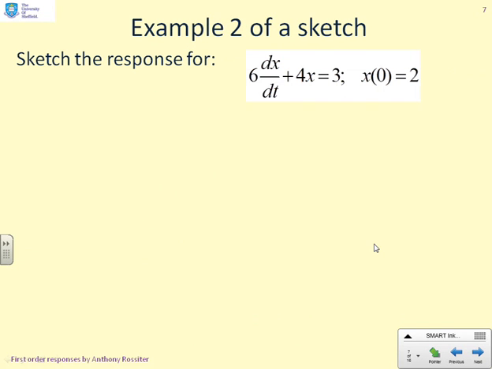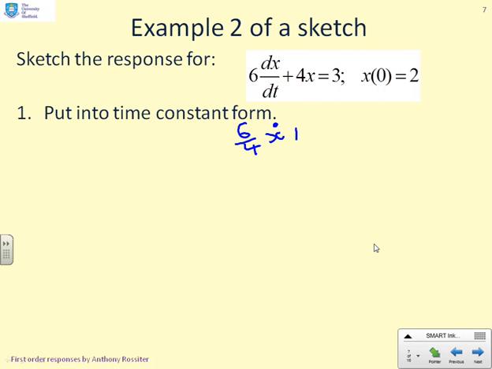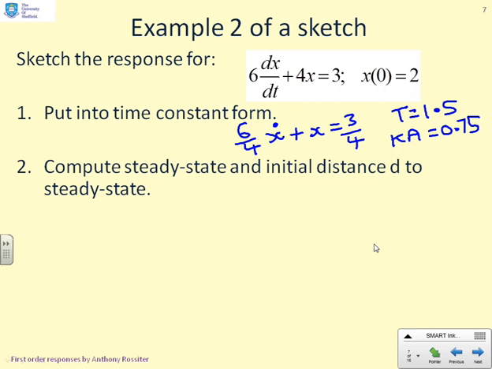So here's another example for us to try. So we'll do the steps again in a systematic way so that you get the idea. So first of all, put the system into time constant form. So what am I going to get? I'm going to get 6 over 4 times x dot plus x equals 3 over 4. So I've got T equals 1.5 and kA in this case is 0.75, 3/4. The initial condition is given above, it's at 2. Next, compute the steady state and the initial distance d to the steady state.